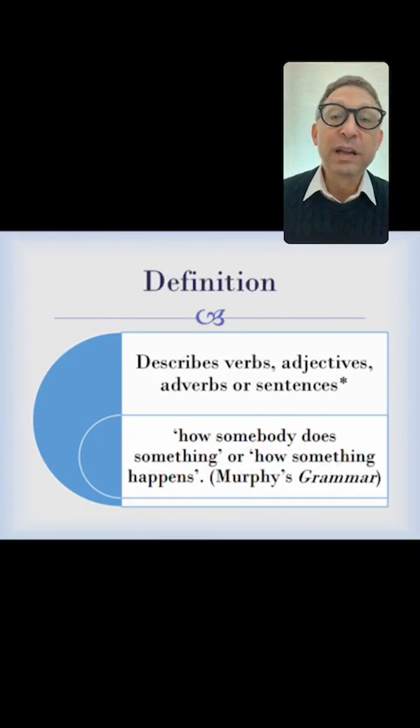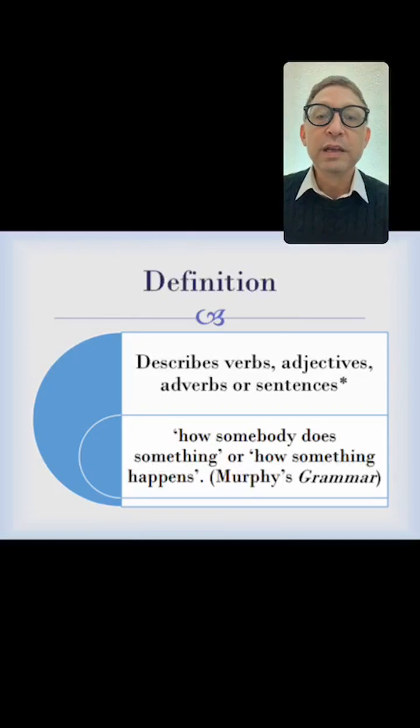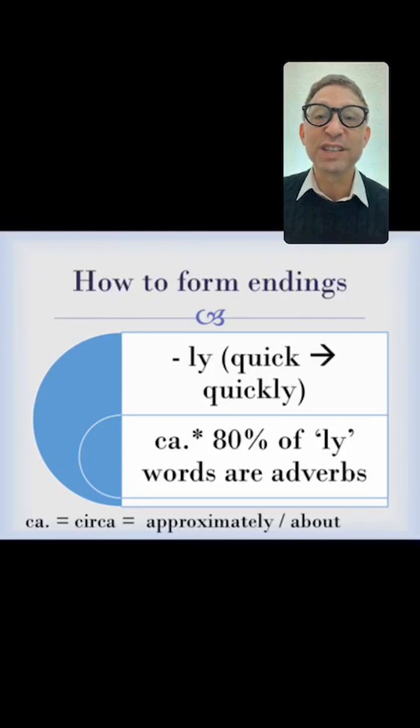The definition. Adverbs describe verbs, adjectives, other adverbs, and whole sentences. And I'm going to give examples of all of those. And adverbs describe how somebody does something or how something happens. Very generally, I've taken this definition from Murphy's Grammar. It's a very popular grammar book in several editions for several different types of learners or levels. So we're going to look at this part of speech today.